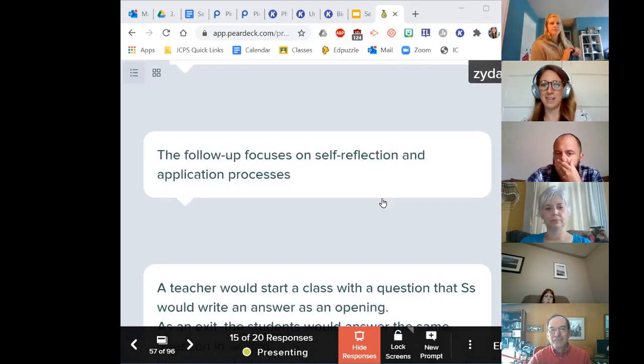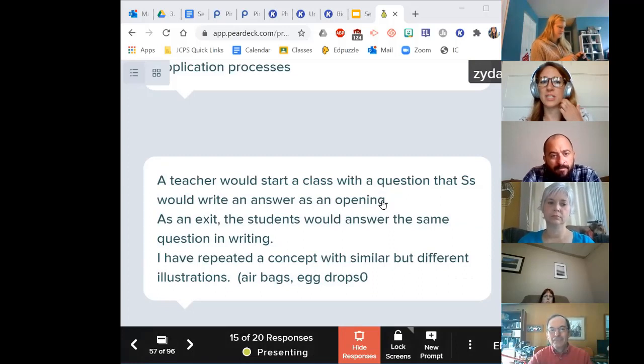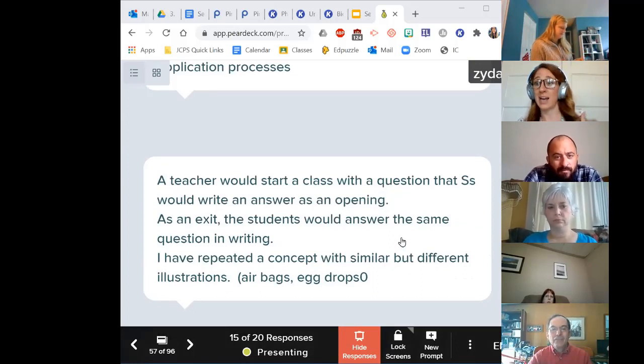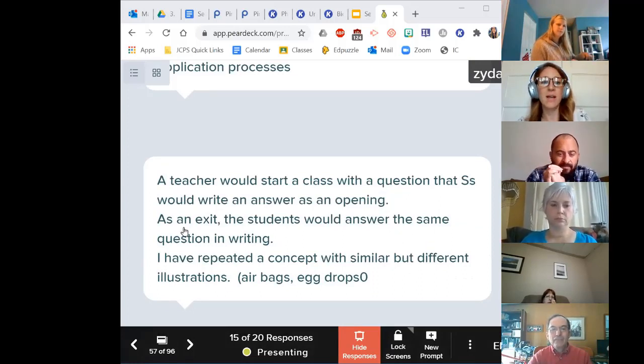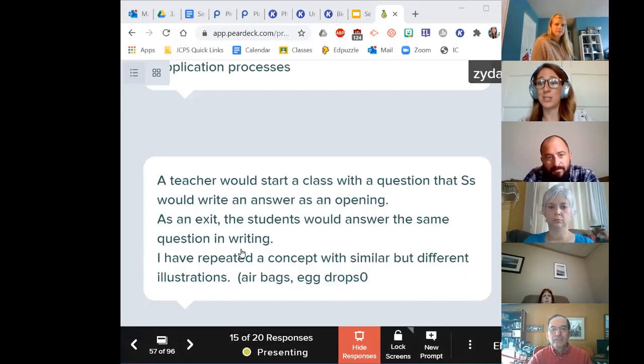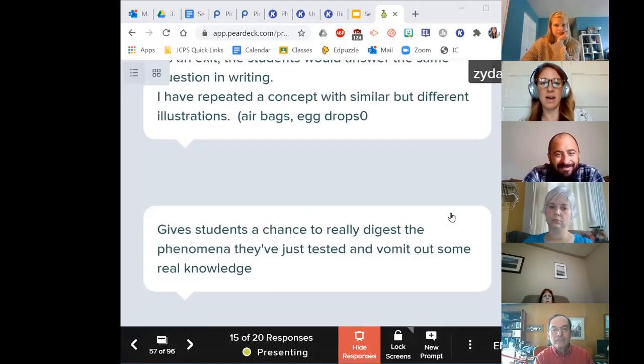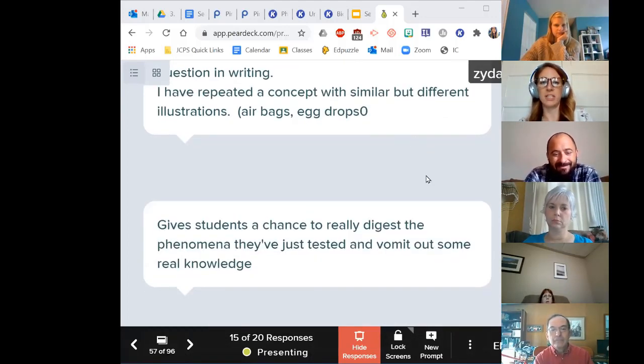Follow-up focuses on self-reflection. Teacher would start a class with a question that students would write and answer as an opening. Yeah, that's their prediction. As an exit, the students would answer the same question in writing. I've repeated the concept with similar but different illustrations. Love that. Give students a chance to really digest. Awesome. Yeah, and not just vomit out some rote knowledge. Yes. Awesome. All right. So what we're going to do next then is, oh yes, part of, yeah.